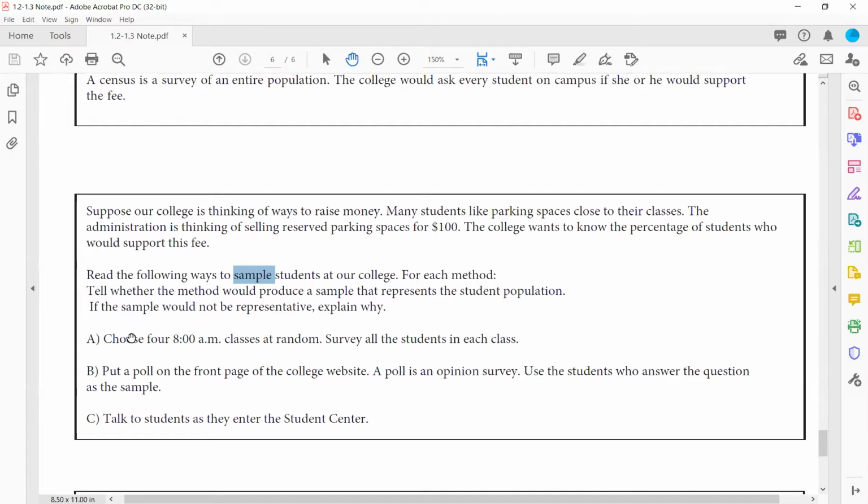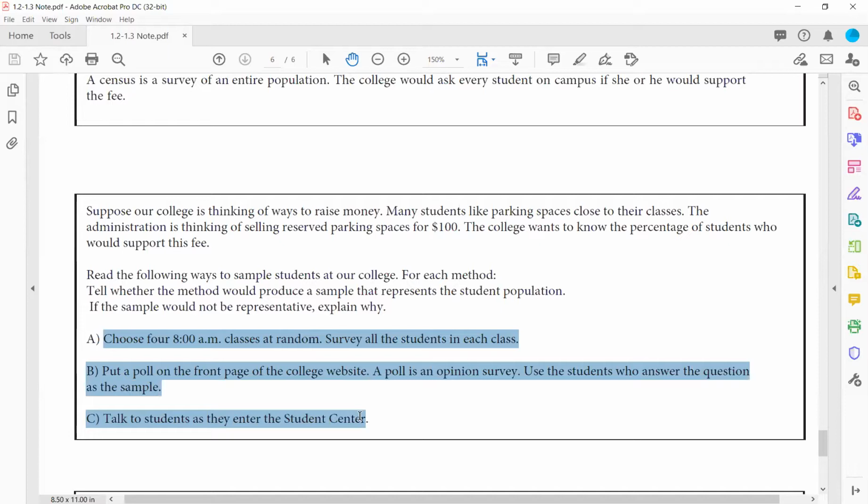Read the following ways to sample students at our college. For each method, tell whether the method would produce a sample that represents the student population. And second, if the sample would not be representative of the population, explain why. A, choose four 8 a.m. classes at random, survey all students in each class. B, put a poll on the front page of the college website. A poll is an opinion survey. Use the students who answer the question as the sample. And finally, C, talk to students as they enter the student center. Which one is representative of the population in our college, and which one is not?